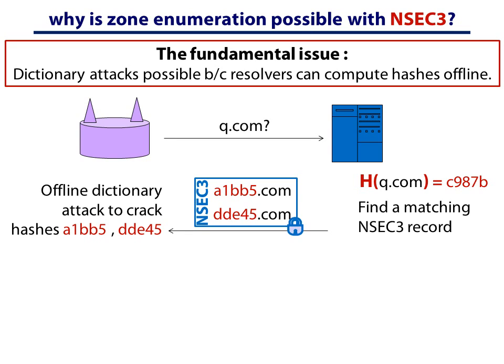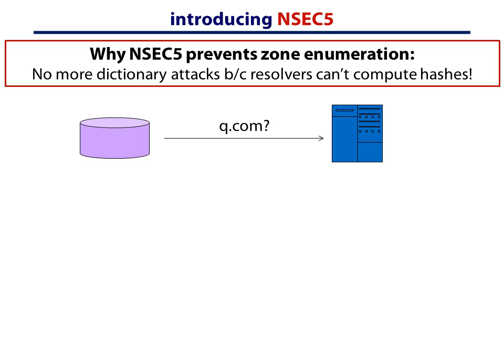So the fundamental issue here is that our adversary has the ability to do offline dictionary attacks because he knows how to compute hashes. An offline dictionary attack depends on the ability to compute hashes, and since our adversary knows how to compute hashes, he has an offline dictionary attack available to him. What we're going to do in NSEC5 is to eliminate these offline dictionary attacks. We're going to introduce a keyed hash.